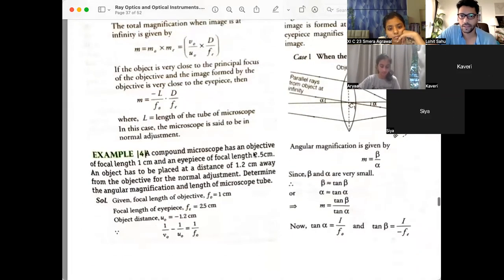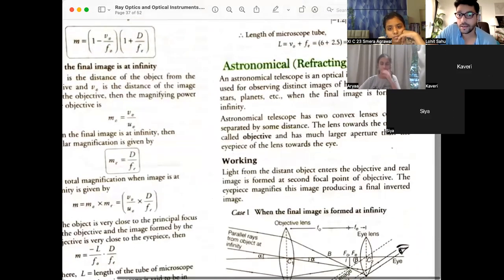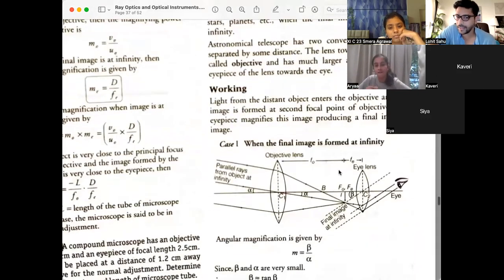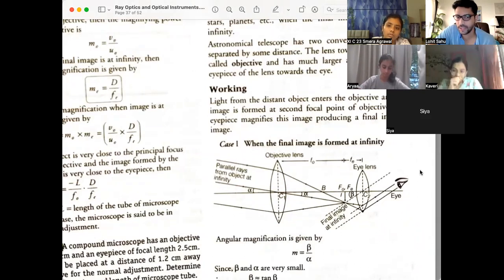Phir ye question aa gaya waisa wala. Ab astronomical refracting telescope. Now this is a telescope. Yahan pe bhi similar hai, but objective lens ka focal length bada hai, iska focal length chota hai. Parallel rays aati hai, kyunki door se aani hai toh almost parallel hai. So where will this create an image? At the focus of the objective lens. Toh yahan pe ek chhoti si image woh bana lega. Theek hai, usko phir eye lens se hum dekhenge toh hamko dikh jayega.